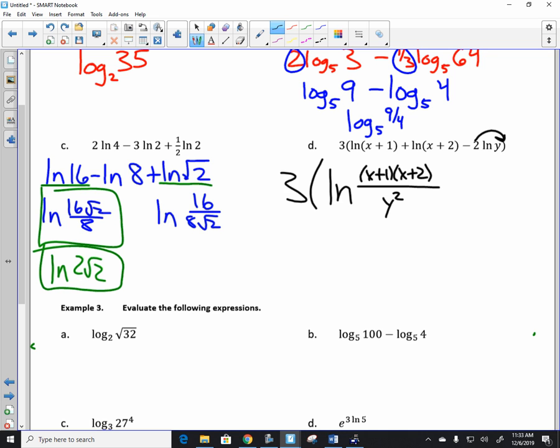Exactly. Minus 2 natural log of y. So we agree that that's the natural log of y squared, and it's negative, so it ends up in the denominator. So I can now take the 3 and move it. I get the natural log of x plus 1 times x plus 2 over y squared. I take all of that cubed. Notice I'm not cubing the natural log. I'm just cubing the things I'm taking the natural log of.